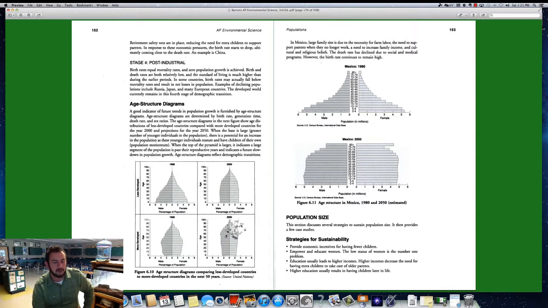Actually, the growth is not really going to come, and you're going to see more individuals up in that top age group rather than in the lower age group. That means your country is probably going to either stay the same or decline slightly. And so they give you a couple examples. The U.S. is kind of slow growth right now.